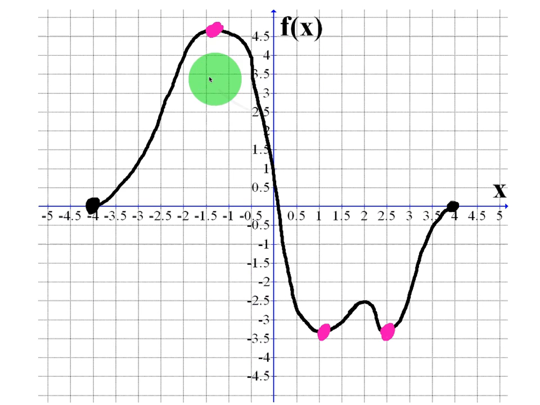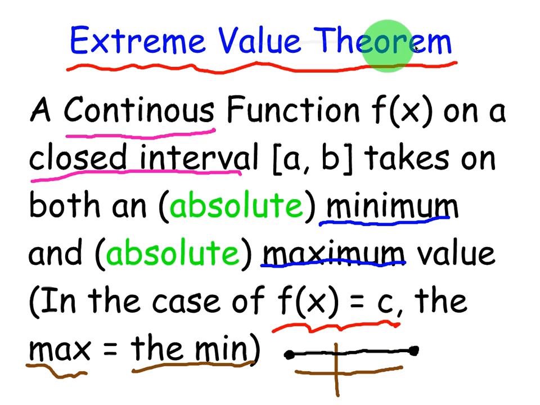All right, let's look at this graph. This is an absolute max. These two share the distinguished categorization of absolute min. They're both the lowest point on the graph. Okay. What is an extreme value theorem? Let's go ahead and read that.